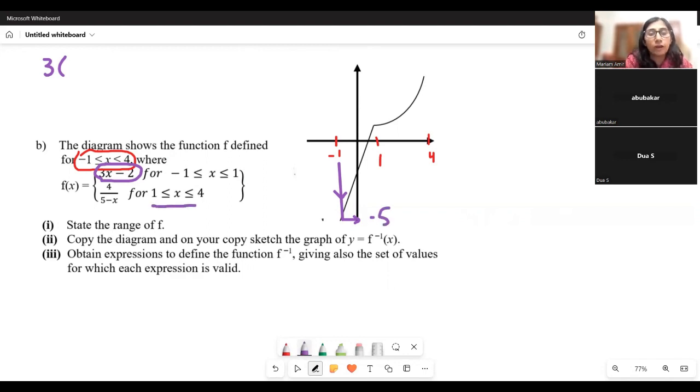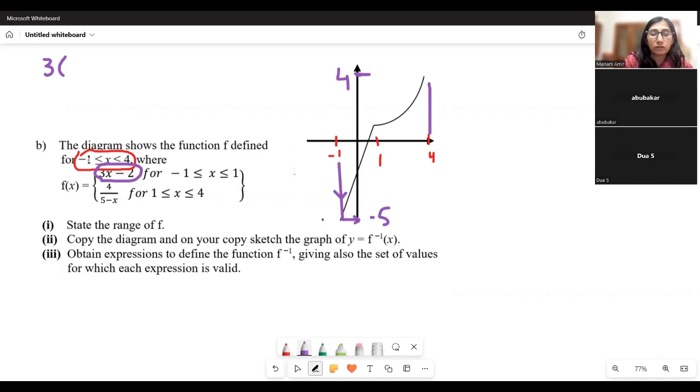And this goes from 1 to 4. So the value of 4 we will put in the quadratic one. So when x is 4, what is y? It would be 4/1, yes. So that gives us 4 here. So what is the range of the function f(x)? Minimum value of y is -5, maximum value of y is 4.